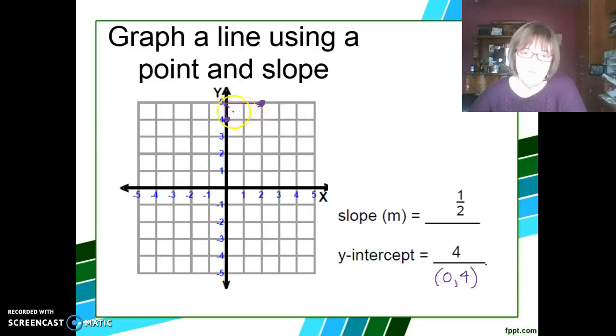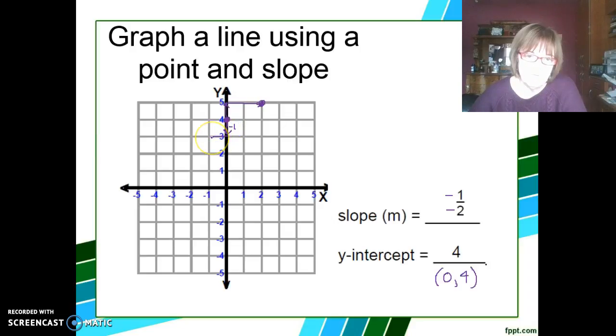What if I didn't want to go off the grid? Well, if I make them both negative, I can do the exact same thing, and I could go down and be more on the graph, right? Stay on the graph. So go down, which is -1, and go to the left.